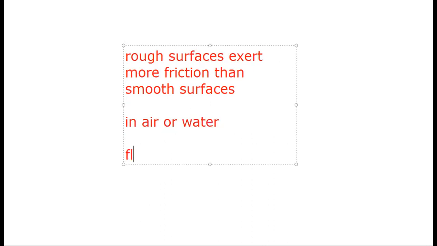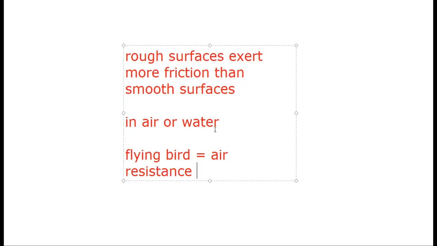For example, for a flying bird, there is a friction between its body and the air. It is called air resistance. There is a force of friction between the flying bird and the air, called air resistance. But air resistance is less than the friction on the ground. Also, when you are swimming, there is a friction between water and your body, but it is also smaller than the friction between objects on the ground.